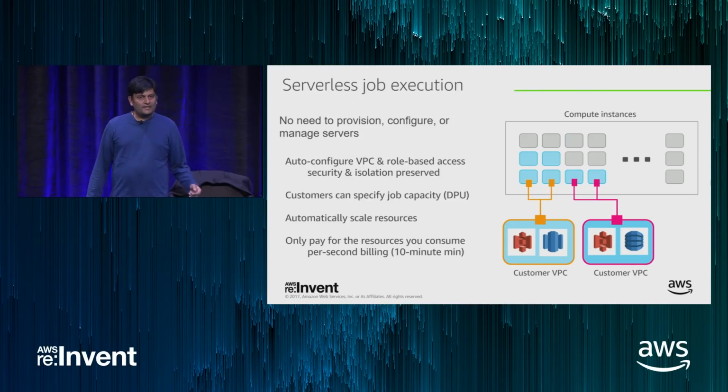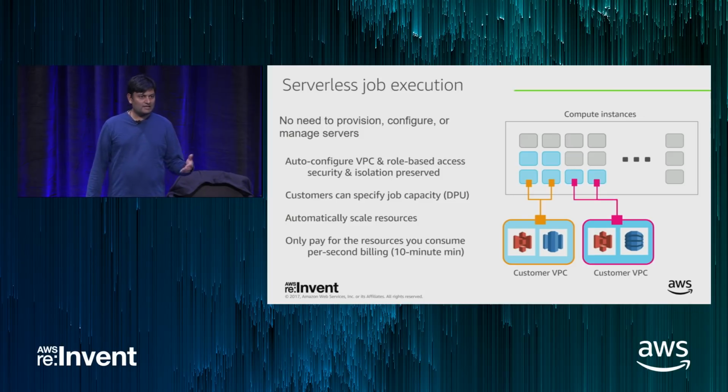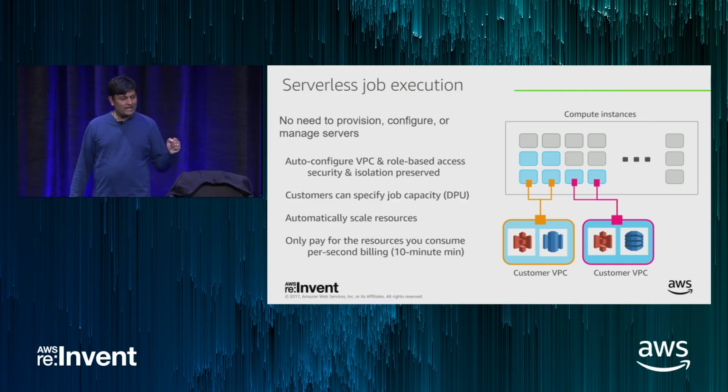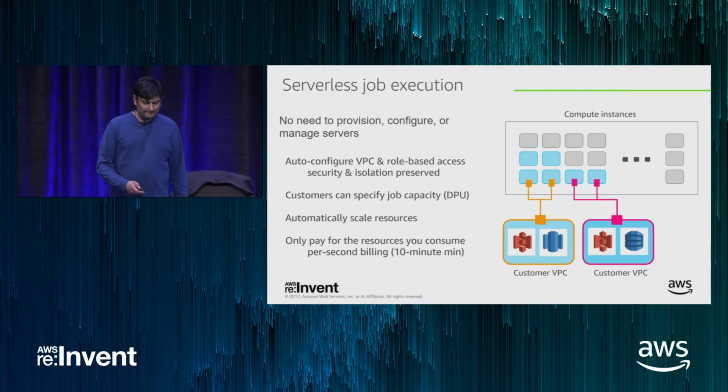Customers can also specify the amount of capacity that you want to use for a job, and you do that based on this abstract computing unit called a data processing unit, or a DPU. That's how we price our jobs, and so you can tell us how many DPUs you want to use to run a particular job, and we'll spin up those resources automatically for you, and we'll automatically scale those resources. And then finally, you only pay for the resources that you consume. We've now gone to per second billing, and we still have a 10-minute minimum for all of your jobs. Okay.